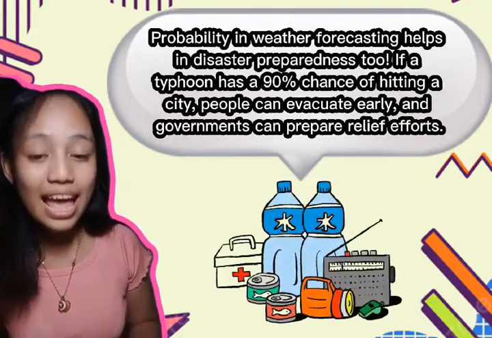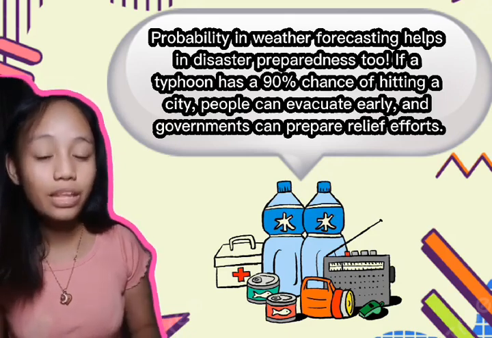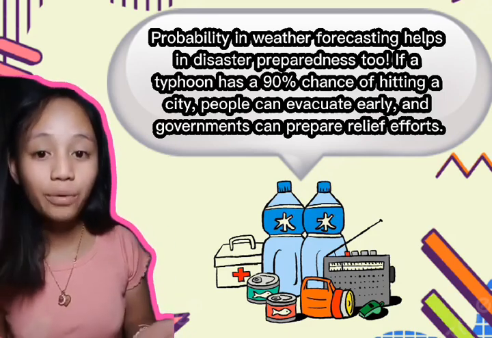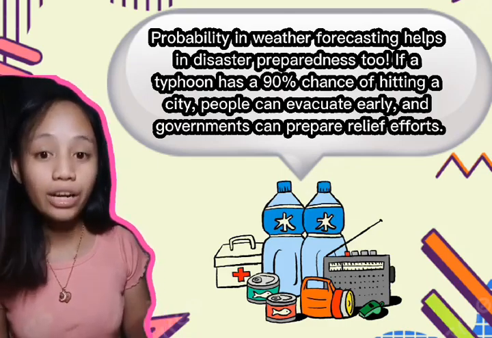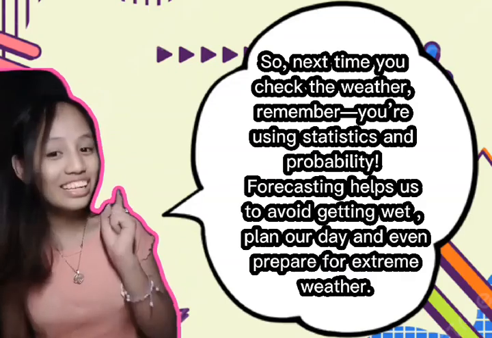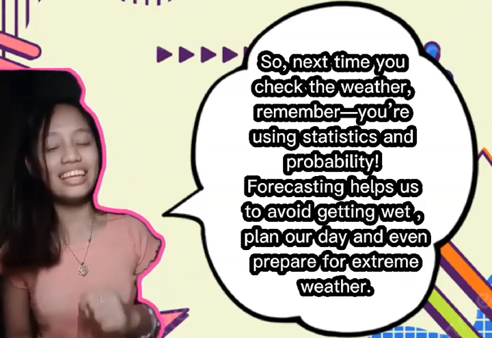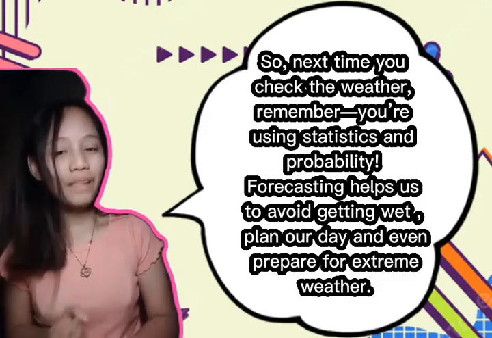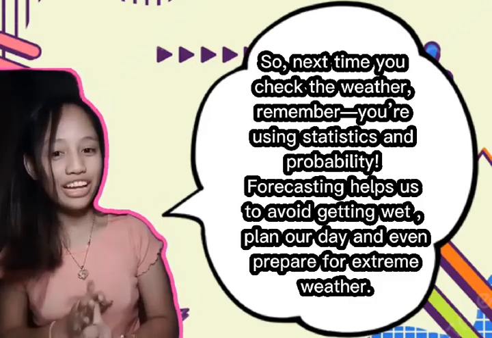Probability in weather forecasting helps in disaster preparedness too. If a typhoon has a 90% chance of hitting a city, people can evacuate early and the government can prepare relief efforts. So next time you check the weather, remember, you're using statistics and probability. Forecasting helps us to avoid getting wet, to plan our day, and to prepare for extreme weather.